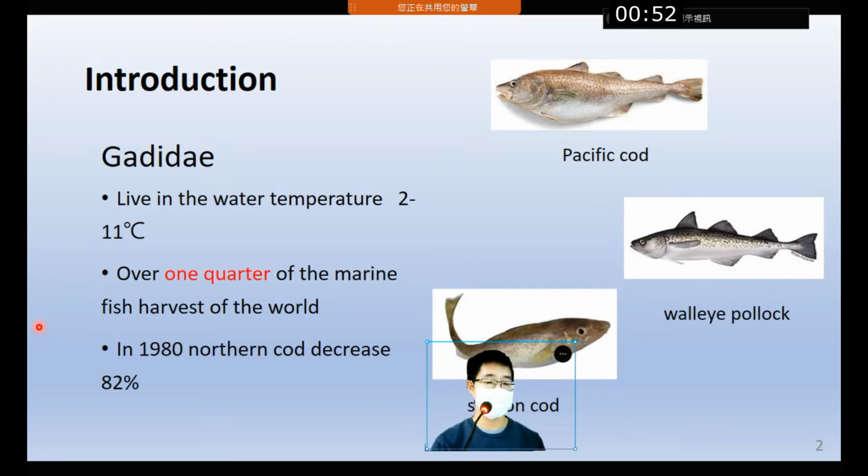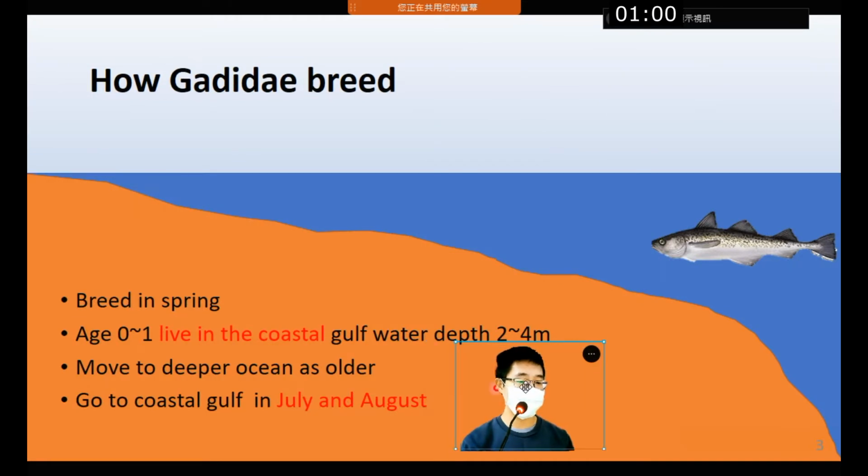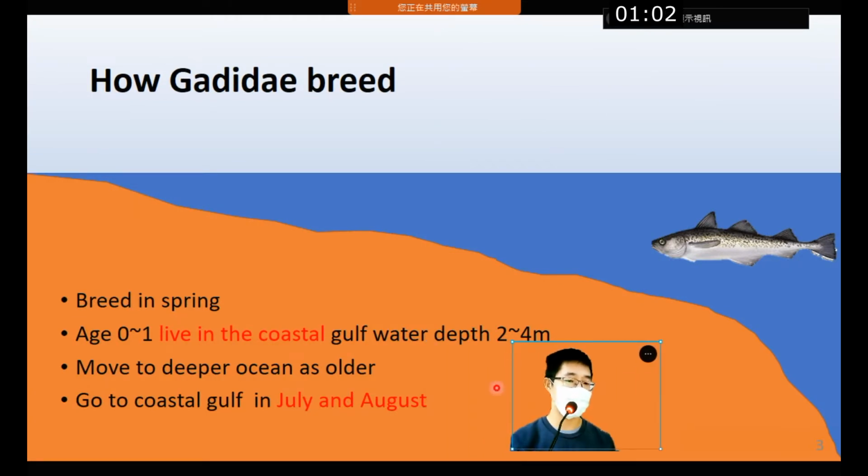So it's very important to protect the gadid. Then I want to talk about how gadids breed.